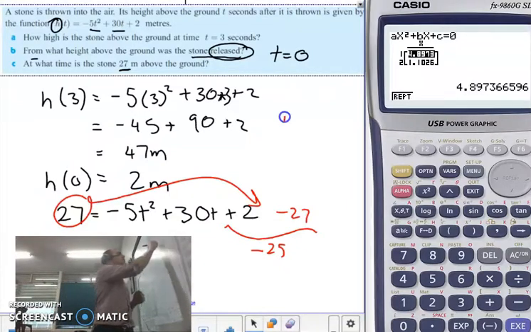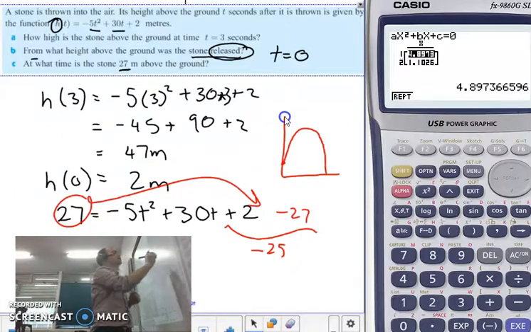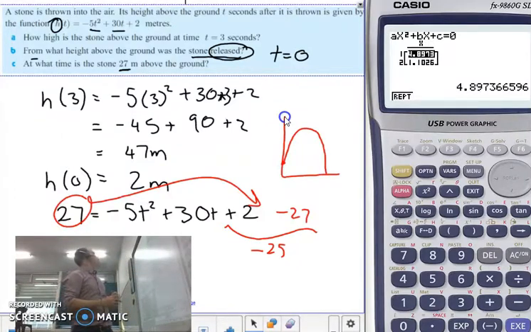Why is that? Well, you think if you throw something from 2 meters high, it's going to go up and then it's going to come down. So at what time was it? Well, it happened twice, so that might be here at 4.8 seconds and also at 1.1.